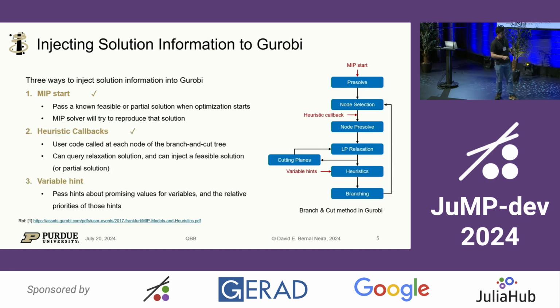The second one, you can see now the next two. One is a heuristic callback. At every node of the branch and cut tree, we can query some solution of the relaxation of the problem, and then hopefully inform it on ways to improve the bounds that it has found so far. And finally, we can give hints on the variables. We can pass hints, for example, on the branching priority. So let's use these three steps to make Gurobi better.